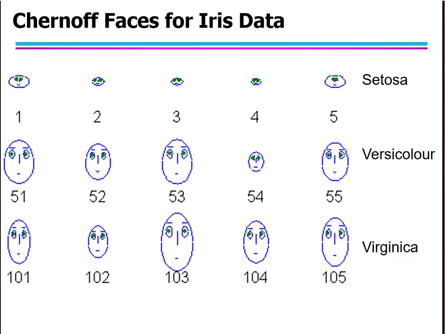Chernoff faces for iris data. Here we see Chernoff faces for the three classes of iris flower. Each face represents the attribute values of a single flower, with different facial features corresponding to different attributes. While this approach might seem unusual, it can be effective because humans are naturally good at distinguishing faces and noticing subtle differences between them.